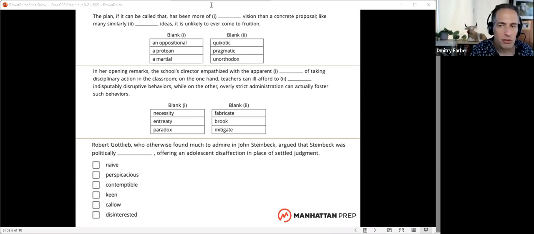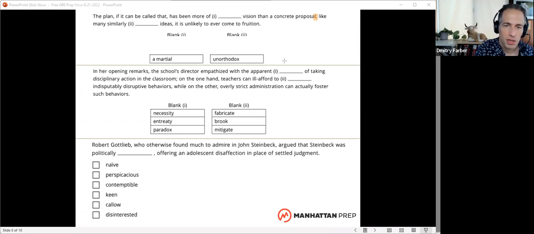Okay. So what clues do we have about what goes in these first blanks? Okay. So the plan, if it can be called that, that's snarky, right? So critical. The plan, if it can be called that, has been more of a blank vision than a concrete proposal. And notice we have a semicolon here, which is a clue. It tells us, hey, this is kind of a sentence ends there. So this might be enough right here to fill in the blank, right? If I want to have more of a blank vision than a concrete proposal, forgetting these words, pretend these words aren't even here. So don't give me necessarily one of these words. Just what fill in did you put, or what fill in makes sense here?